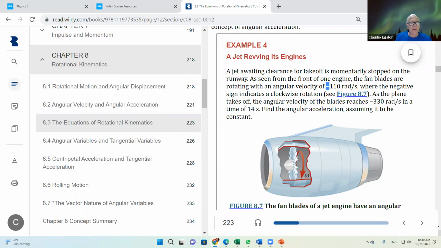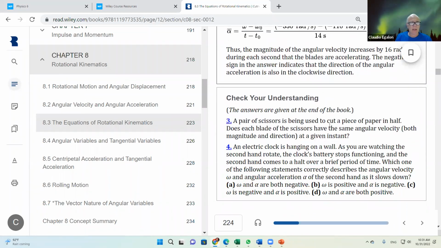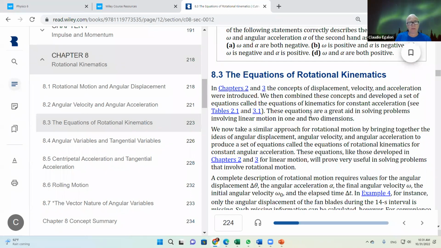So if you look from the front, this fan blade is rotating in the clockwise direction, where the negative sign indicates a clockwise rotation. As the plane takes off, the angular velocity of the blades reaches minus 330 radians per second in a time of 14 seconds. Simple enough. Find the angular acceleration, assuming it to be constant. That's straightforward, right? Final angular velocity minus initial angular velocity divided by delta t. So the average angular acceleration is going to be negative, because this negative term is going to overtake the other positive term. Check your understanding of the equations for rotational kinematics. What are the equations for rotational kinematics? They're the same equations as for linear motion.